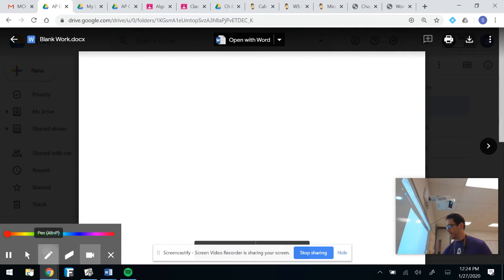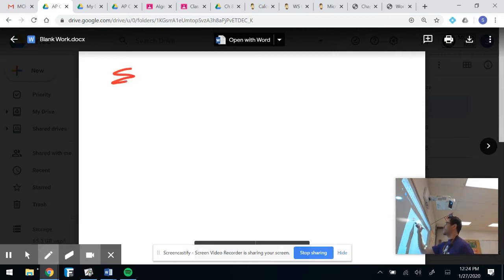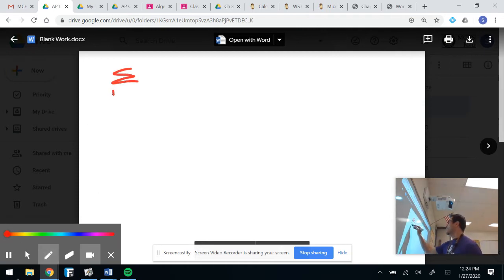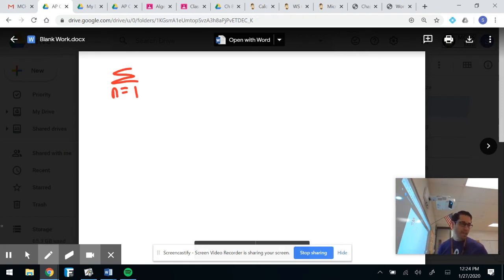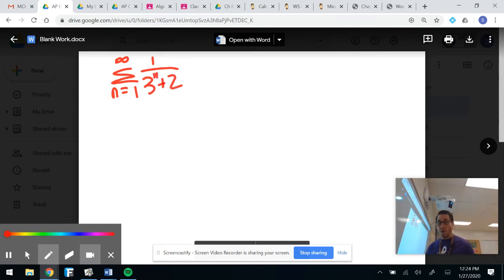The next one is, and when I am writing this down, try to think very quickly what you would compare this to. I should always start by doing the nth term test. My nth term test for this equals 0. Since it equals 0, it doesn't mean it diverges and it doesn't mean it converges. It means it's inconclusive, and I better try something else.